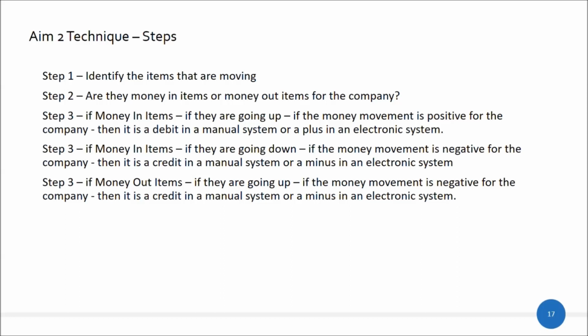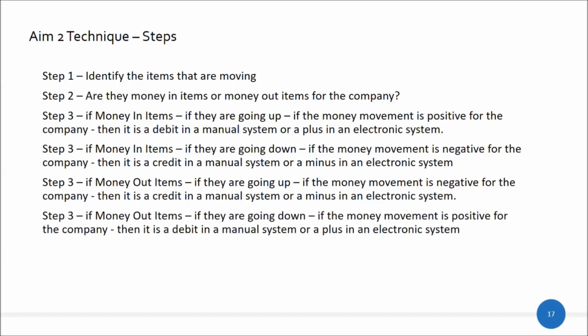If they're money out items and they're going up, if the money movement is negative for the company, then it's a credit in a manual system or a minus in an electronic system. And if the money item's going down, then the money movement is positive for the company, then that would be a debit in a manual system or a plus in an electronic system. So that's really the sort of technique.